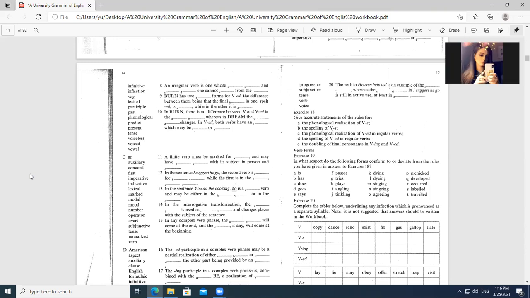In any complex verb phrase, the lexical verb will come at the end, and the modal, if any, will come at the beginning. So the modal comes before the lexical verb.